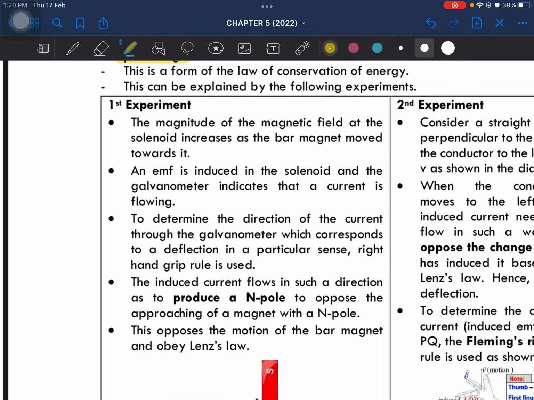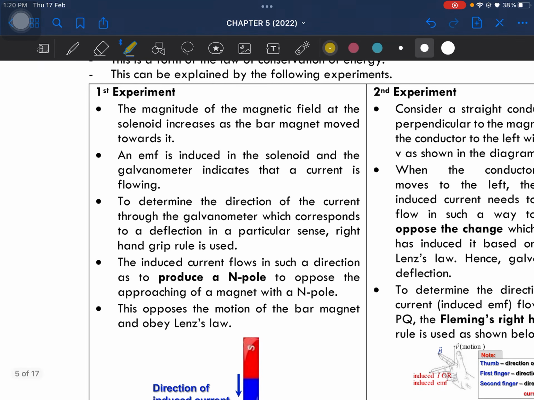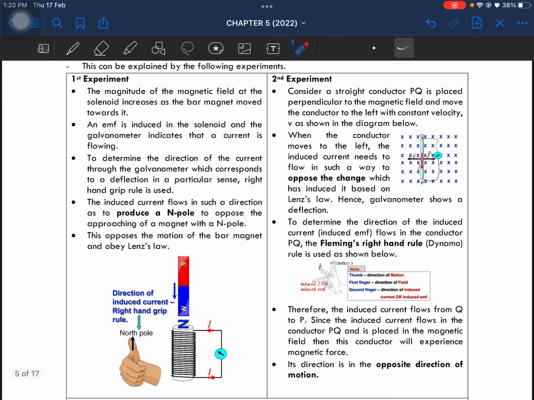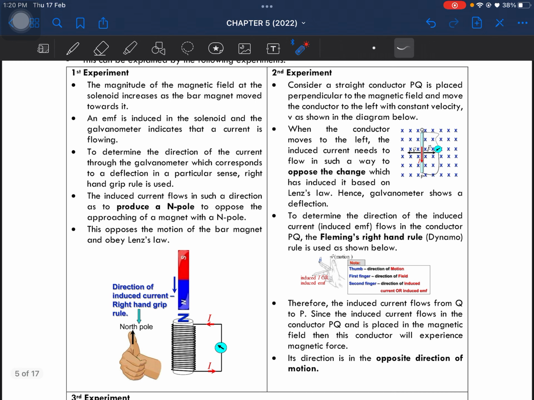Let's look at our first experiment. The magnitude of the magnetic field at the solenoid will increase as a bar magnet moves towards it. This bar magnet is moving towards this solenoid here, so it causes the magnitude of the magnetic field to increase. Because of that motion, an EMF is induced in the solenoid. When there's an induced EMF, there will be an induced current. That's why the galvanometer shows that there is a current flowing through this wire.